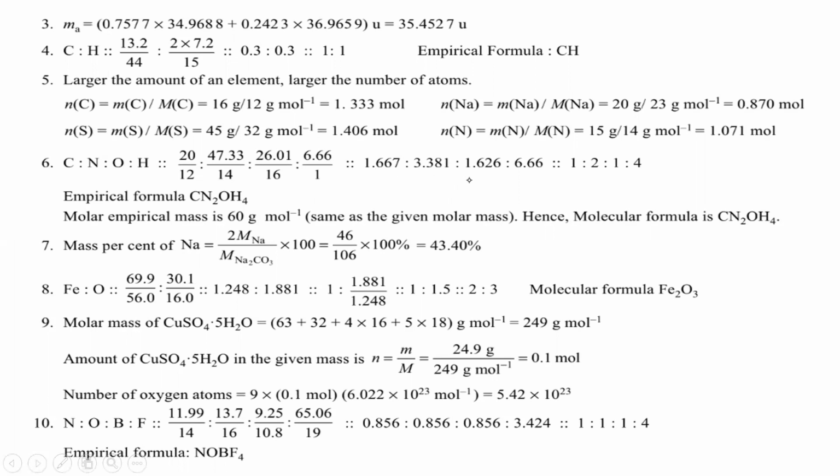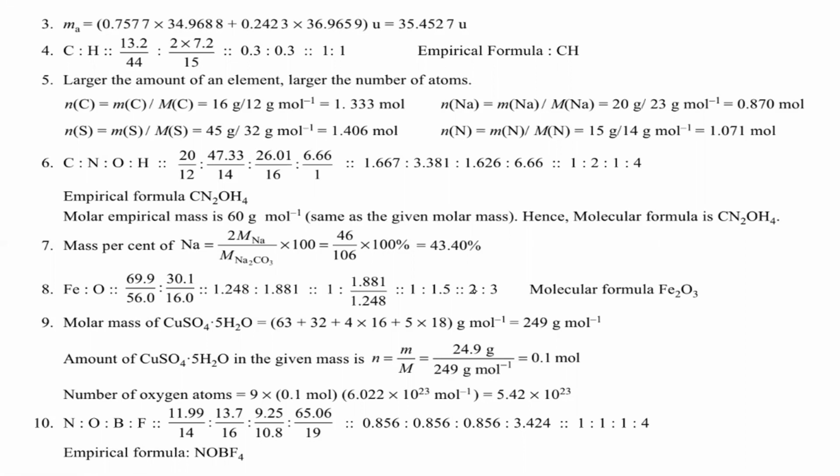So the final answer: the empirical formula is CN2OH4 and the molar mass is given as 60. Since the empirical formula mass and molar mass are the same, we can say the answer is CN2OH4. This calculation part I have done only for your understanding. It is given in the hint. It is given clearly, so you can understand easily.